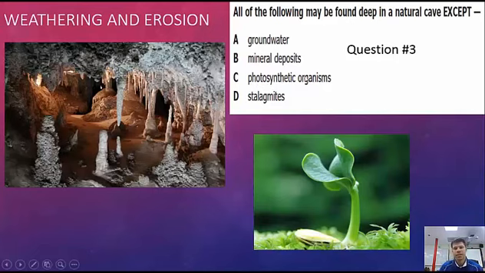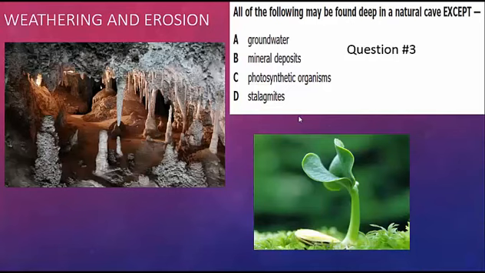Photosynthetic organisms. Remember, photosynthetic are organisms that make their own food. But what do photosynthetic organisms like this plant need? The first and most important thing they need is sunlight, which you're not going to find in this natural cave. So the answer is all the following except C, photosynthetic organisms.